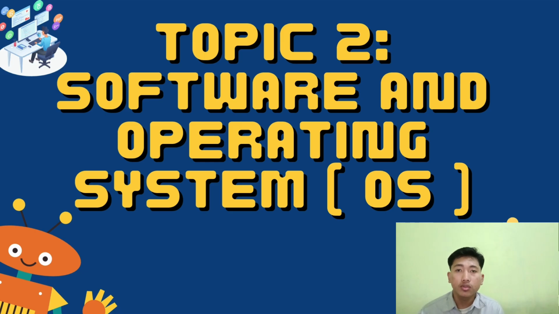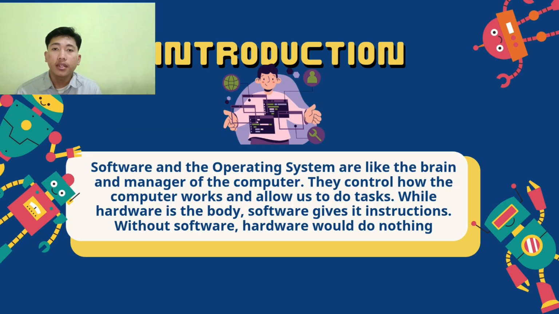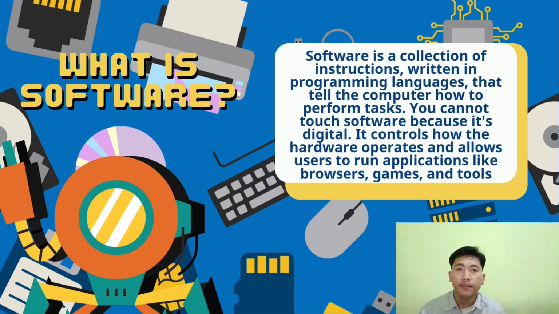We move to topic 2. We have software and operating system, or OS. Software and the operating system are like the brain and manager of the computer. They control how the computer works and allow us to do tasks. While hardware is the body, software gives the instructions. Without software, hardware would do nothing.